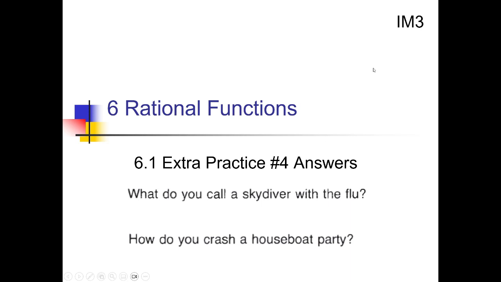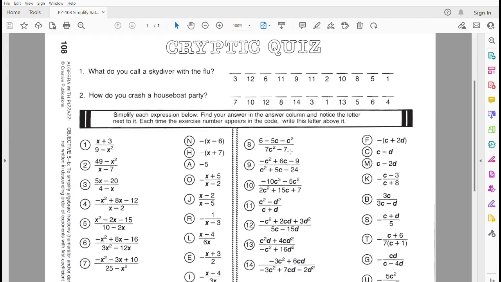Here, bringing you the IM3-6-1 Extra Practice Number 4 solutions on simplifying rational expressions. And there's a puzzle that goes with this one. Let's check it out. So here's the puzzle that goes with that extra practice.